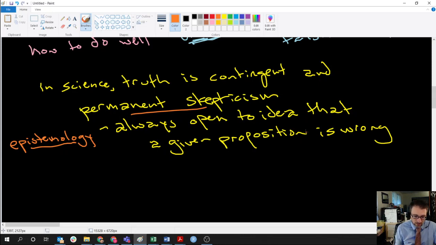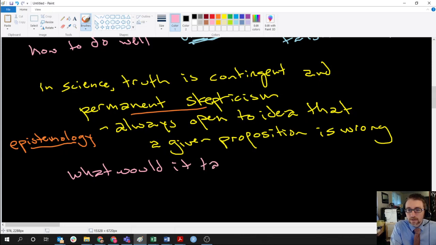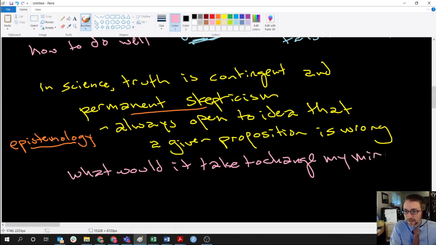So it's always good to know. Whether scientists, good scientists, actually do this or not is tricky. But what would it take to change my mind is a good question to ask yourself regularly if you're engaged in the practice of science.